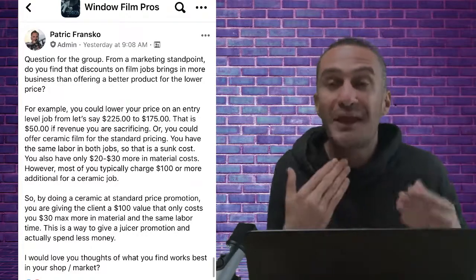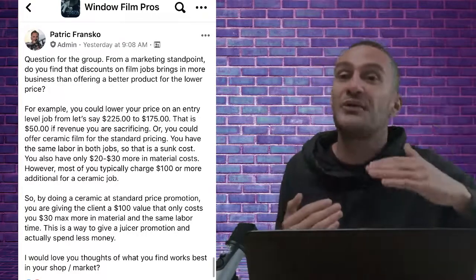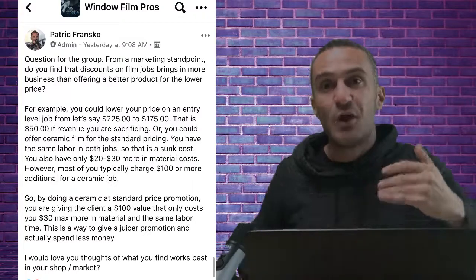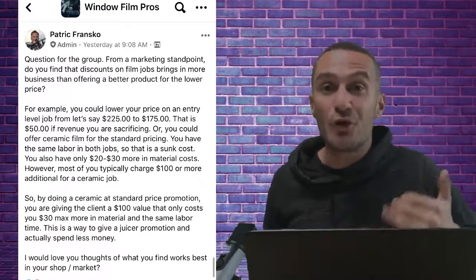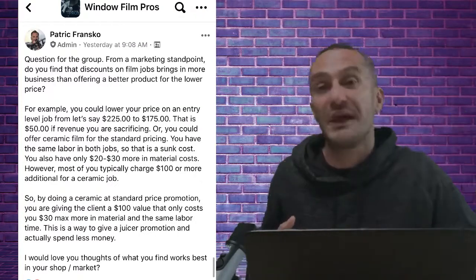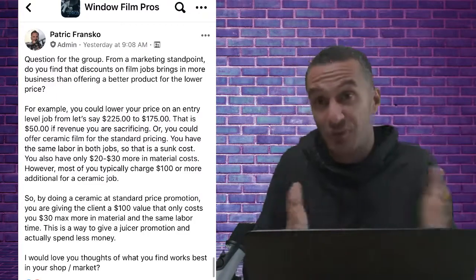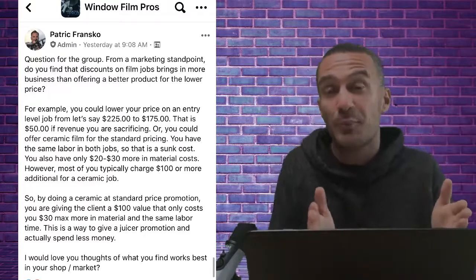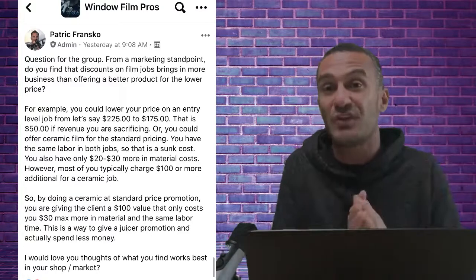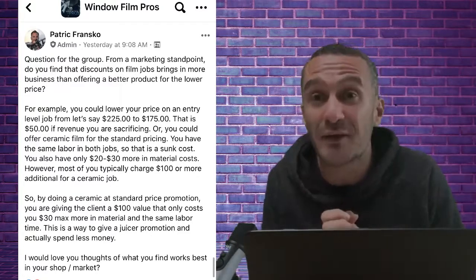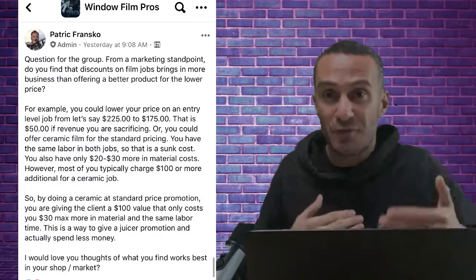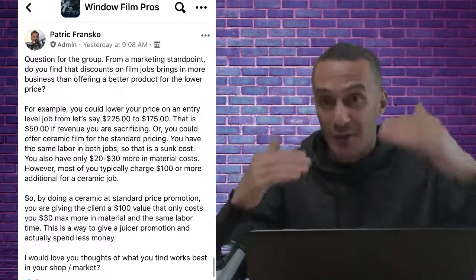Now, the way to use that entry-level price discount effectively is when somebody's calling for a price. Let's say you typically offer entry-level film at 180 for a full car. And there's a percentage who say, let's do it. A percentage says, oh, it's a little expensive. And a percentage says, you're out of your freaking mind. The way to use it to your advantage is when it slows down, everybody slows down.